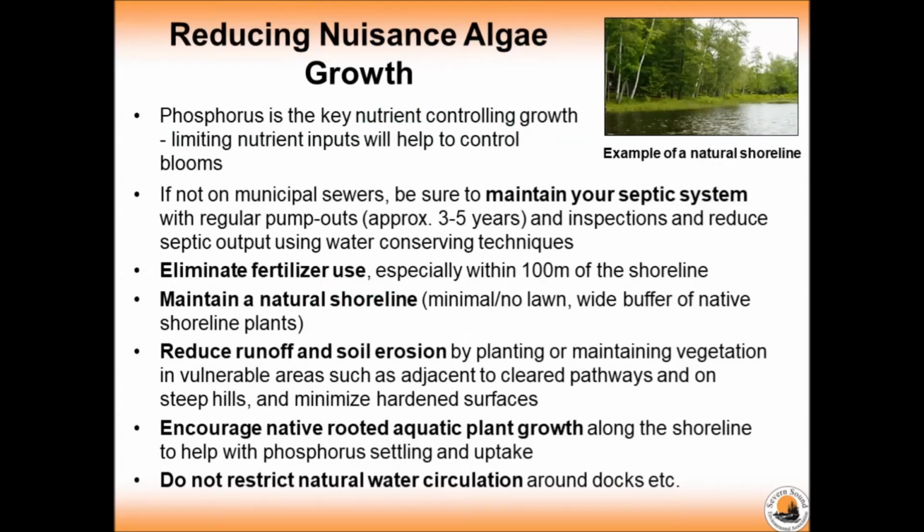So we want to really reduce the growth of these nuisance algae forms and potential harmful algae forms. Phosphorus is really the key nutrient that controls the growth of algae. So we want to limit nutrient inputs, which will help to control those blooms. Some different techniques that you can use to do this are listed here. If you're not on municipal servicing, you have to make sure that you maintain your septic system. This means pumping it out every 3 to 5 years, depending on how often the system is used and how many people are up there.